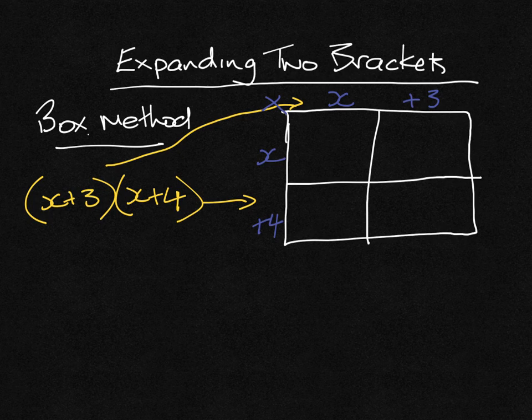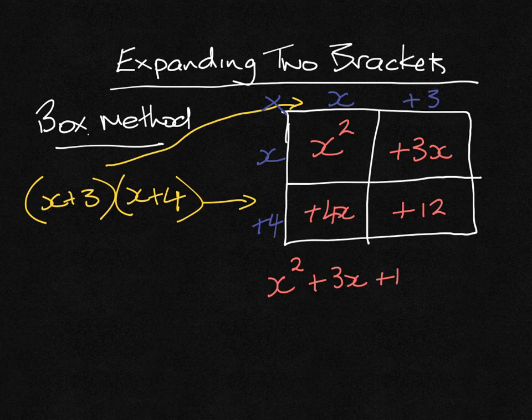So what's x times x? Well, x times x is x squared. What's x times positive 3? That would be plus 3x. Plus 4 times x is plus 4x. It's important you put the signs in front here because it helps you out with the next step. And then 4 times 3 is plus 12. Then we write these all out. We bring them down and we've got x squared plus 3x plus 4x plus 12. And when we collect our like terms, we end up with x squared plus 7x plus 12.